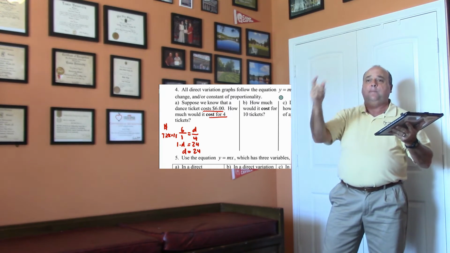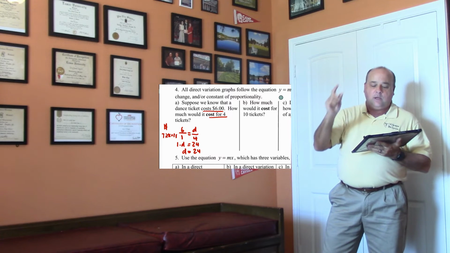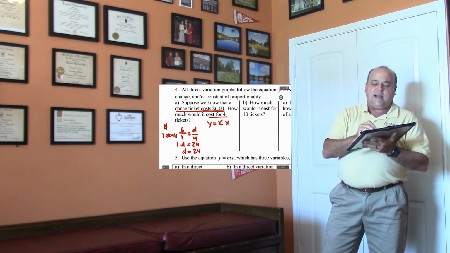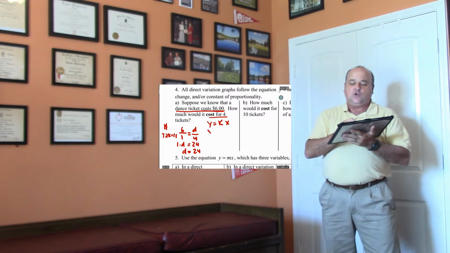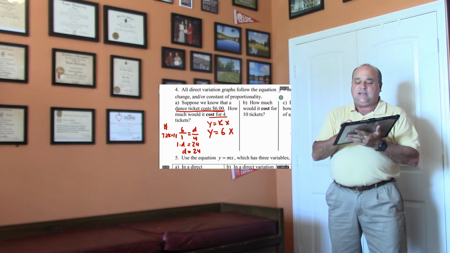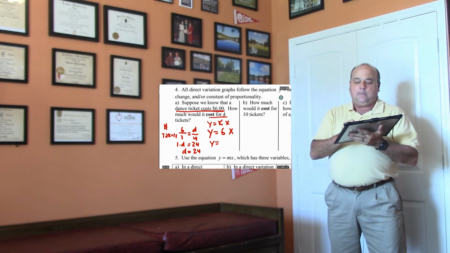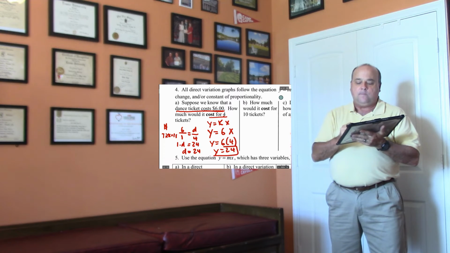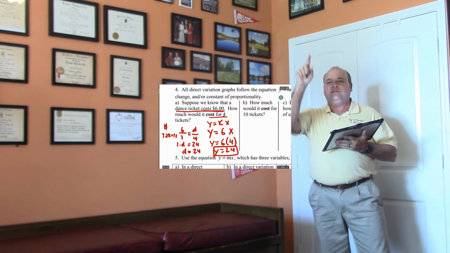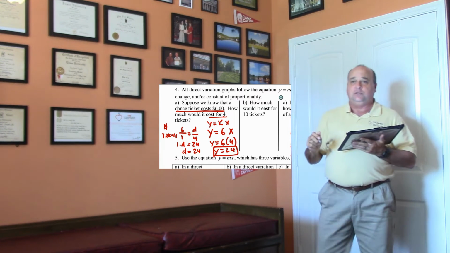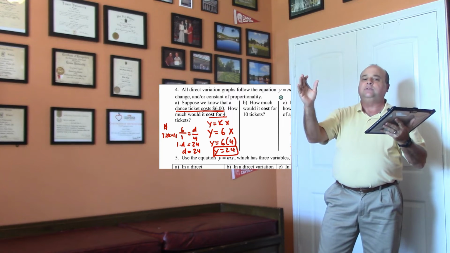Now we're going to set up a direct variation equation. So we're going to write down y equals kx, and I know that 1 dance ticket costs $6. So I'm going to have y equals 6x, and then my number of tickets is 4. I'm going to replace this x with 4, and I'm going to get the same thing, aren't I? So on the left side, this is what you did in junior high. Now you're going to set up a kx equation, and you're going to get the same answer.